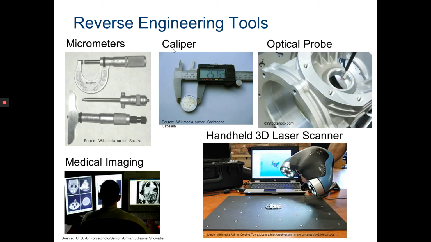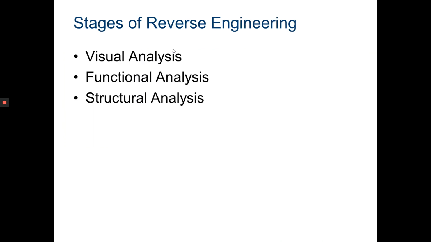A couple of tools. There are many more. You guys see the digital dial caliper in the middle. They've got an optical probe, a 3D handheld laser scanner. Not something that anybody can just plop down money for. Kind of cool though. Micrometers and medical imaging too. Believe it or not, when they're trying to diagnose stuff in animals and people, living organisms, medical imaging can help reverse engineer and see what's going on.